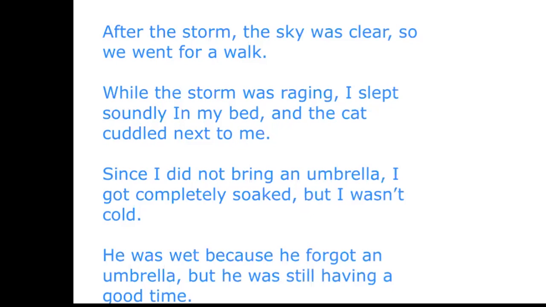Number 1, after the storm, the sky was clear, so we went for a walk. First, we're going to identify the dependent clause and the subordinating conjunction. And this is the word after. After is the subordinating conjunction. After the storm is the dependent clause. The independent clause is the sky was clear. So we went for a walk. So is the coordinating conjunction. We went for a walk is another independent clause.